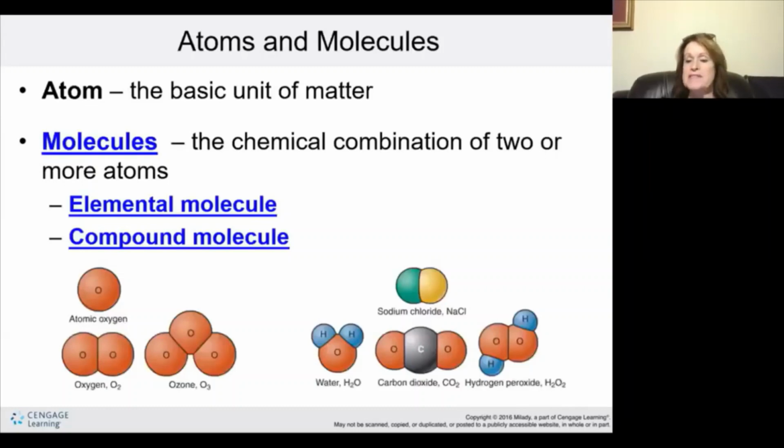Atom. The basic unit of matter with a nucleus at the center surrounded by negatively charged electrons that move around the nucleus in orbits. The nucleus consists of protons, subatomic particles with a positive charge, and neutrons, subatomic particles with no charge. The number of protons determines the element. So however many protons they have, that determines what element it is. Atoms cannot be divided into simpler substances by ordinary chemical means.